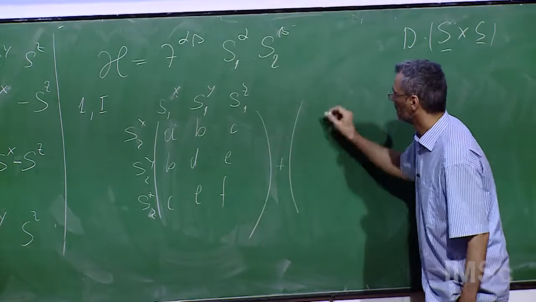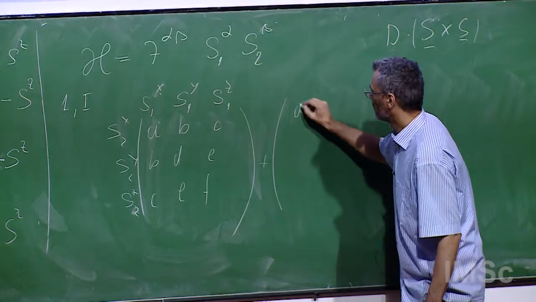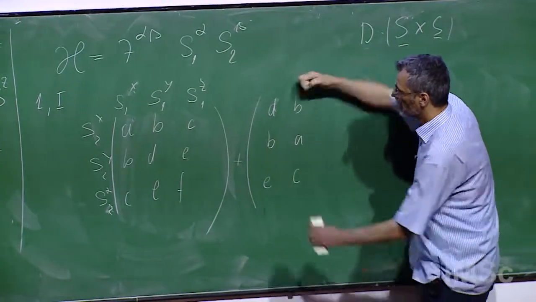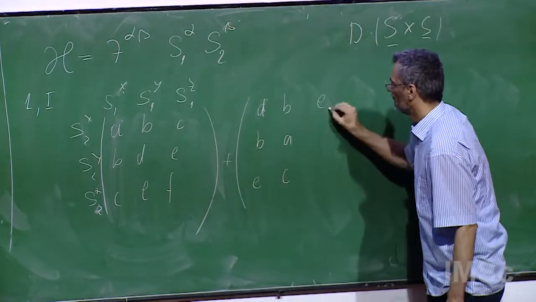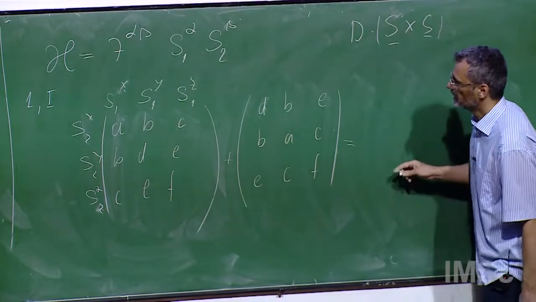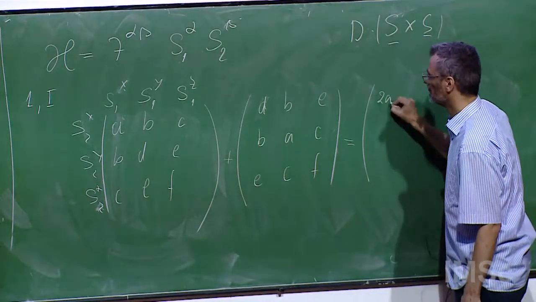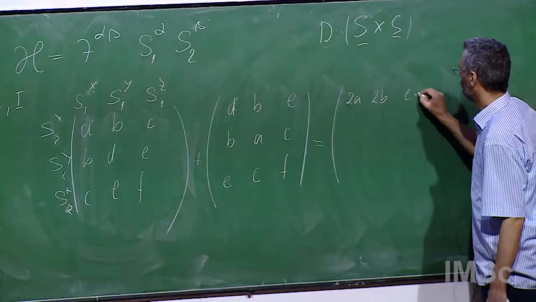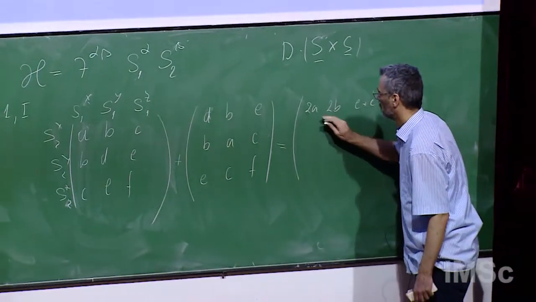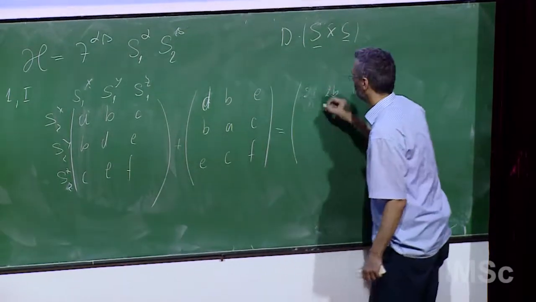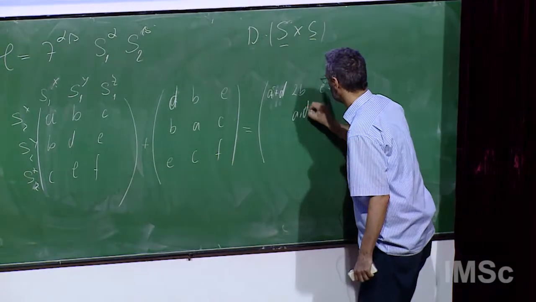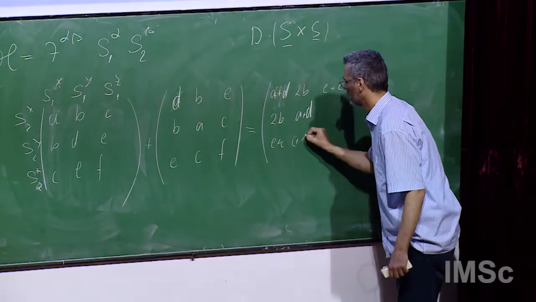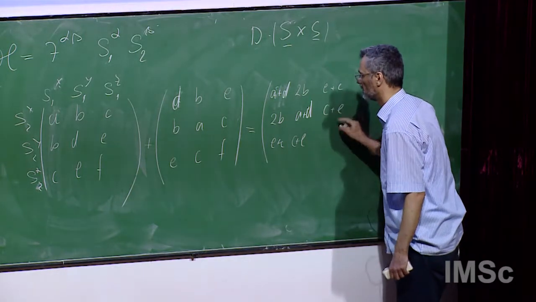So I need to add D, B, B, A, E, C. You see I exchange this here and that one there, E, C, F. And what I will get is 2A, 2B, E plus C. This is D. A plus D, A plus D, 2B, E plus C, C plus E, C plus E, 2F.